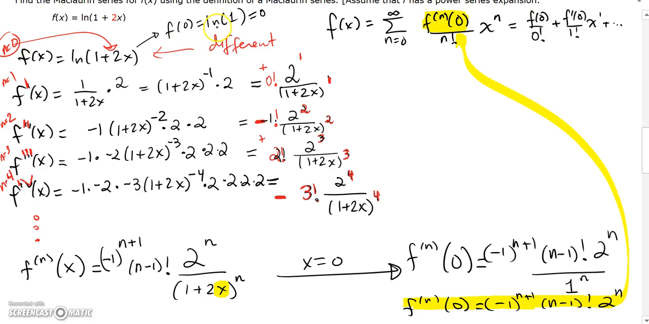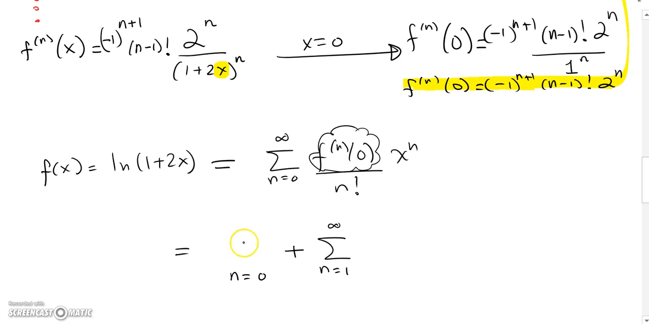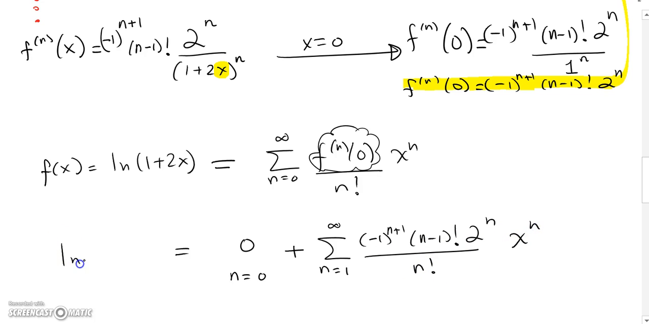So just f of 0 is ln of 1, which is still 0, and 0 over 0 factorial is just going to be 0. So it doesn't really contribute anything, but I'll go and put it there. So when n is equal to 0, it spits out a 0, the first term that was looking different. Everybody else from 1 on follows this pattern, so I'm going to put it inside the cloud: -1 to the n plus 1, n minus 1 factorial, 2 to the n, everybody over n factorial, x to the n is what ln of 1 plus 2x should look like.